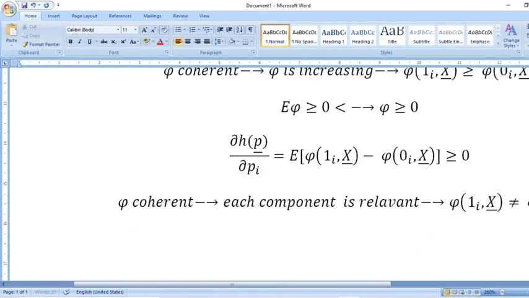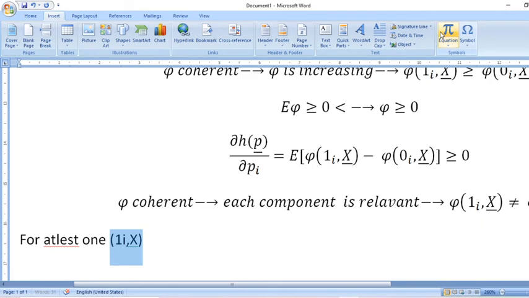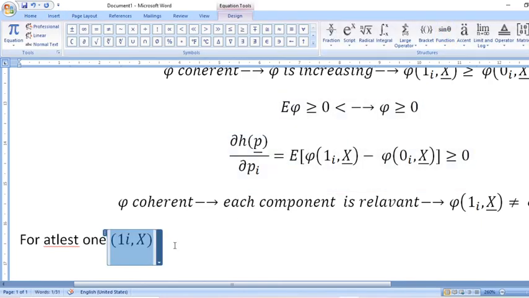For at least one configuration, 1 I comma x. Okay, for at least one 1 I comma x, right? That is the relevancy condition.